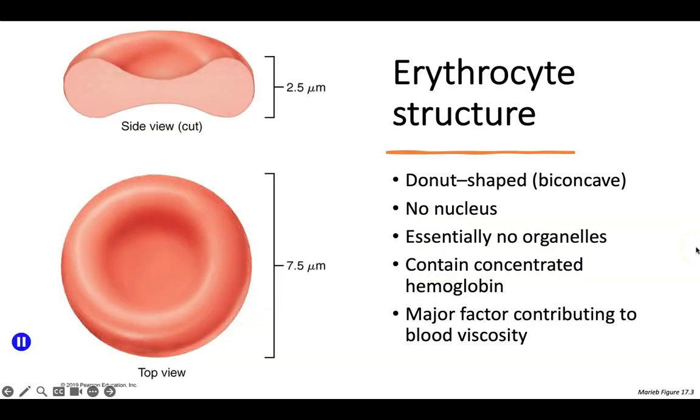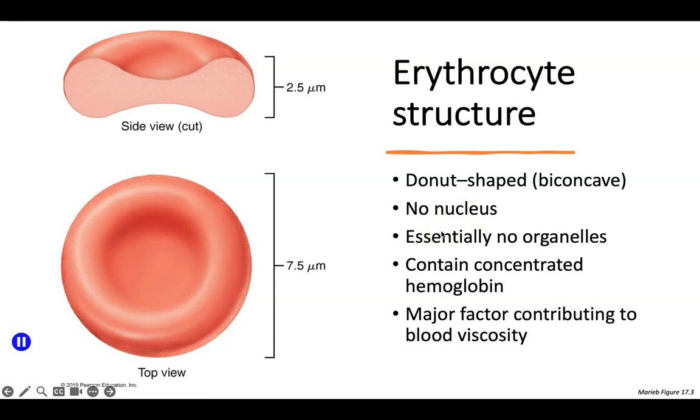Let's start with erythrocyte structure. Erythrocytes are typically donut-shaped. This is more technically known as biconcave. You can see that here. It's much easier for me to think of these as donut-shaped. They very much look like donuts with sort of a concave center with a ring around the outside. You'll notice that there is no nucleus within this cell and essentially no organelles.